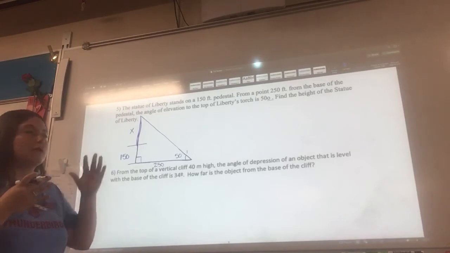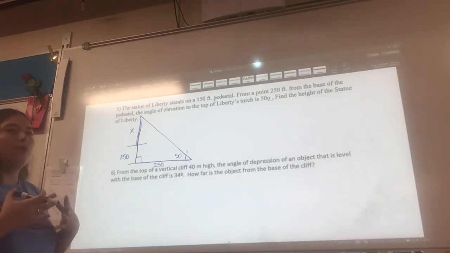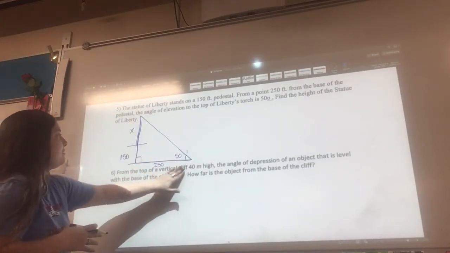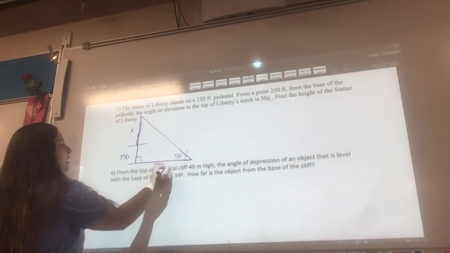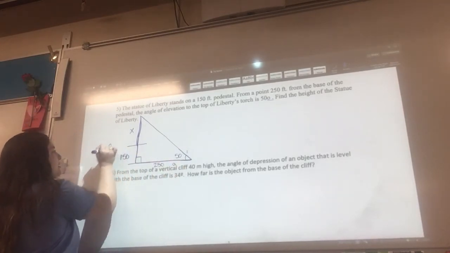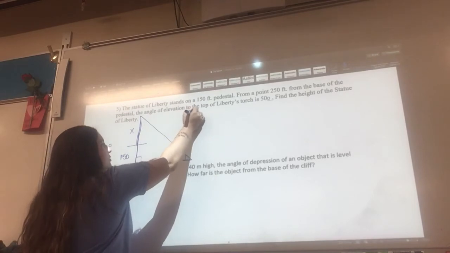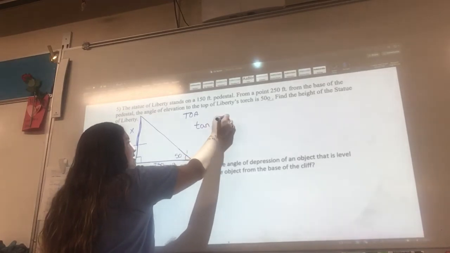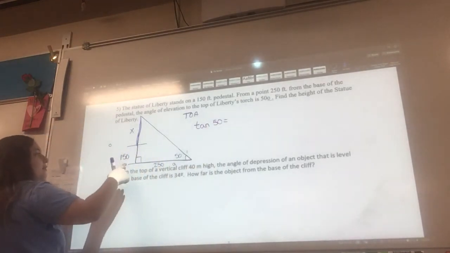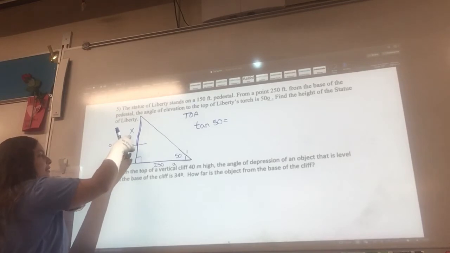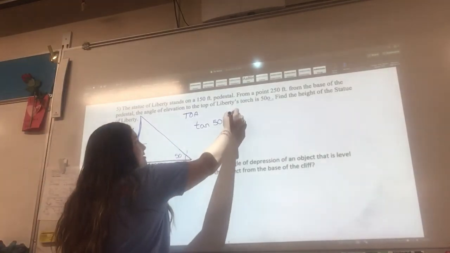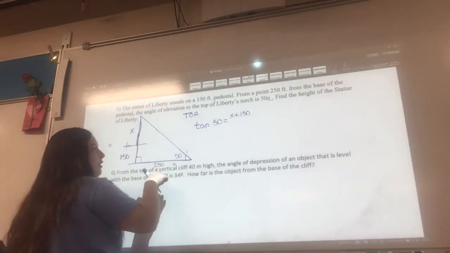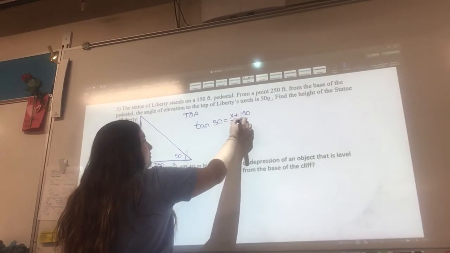Now we have to, just like what we did on 3 and 4, figure out which ratio we're going to be using. So we were given 50. Our hypotenuse was not given. We have adjacent and we have opposite. So that means we're going to be using TOA, tangent. So tangent of our degree 50 has to equal opposite. Well, opposite, we have a 150-foot tall pedestal and an unknown. So this is just saying x plus 150, because it's just being added, over our adjacent 250.